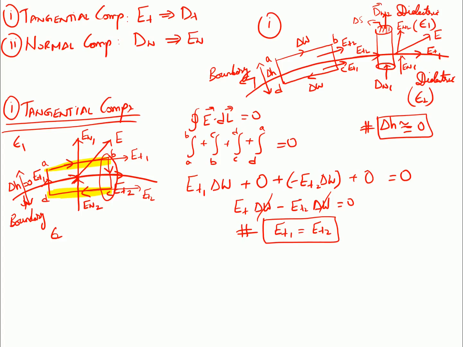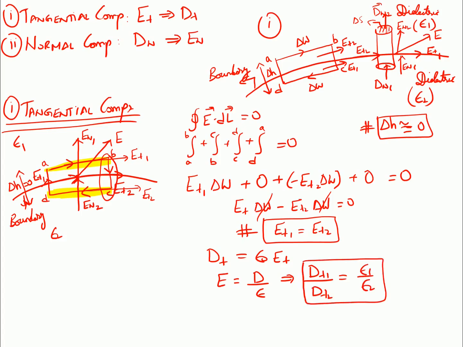Since the tangential components are equal, then what about the electric flux density, or the tangential component of electric flux density, which is equal to epsilon into E tangential. So we can say that E is equal to D by epsilon. So the tangential component of D1 divided by tangential component of D2 is the ratio of the permittivities. So this is the electric flux density's tangential component, which means that this is discontinuous.